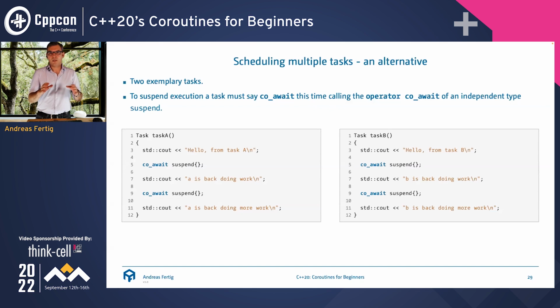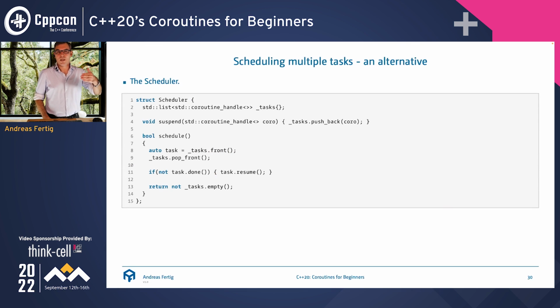So let's see how the implementation changes using this approach. My task A and B look slightly different. Of course, they don't take a parameter anymore. And in the co_await calls in line number 5 and 9, you can see I'm calling co_await now on a new object I create all the time, suspend. So it's obviously also a new type. You can pick any name here. I thought it would be nice to say suspend at this point.